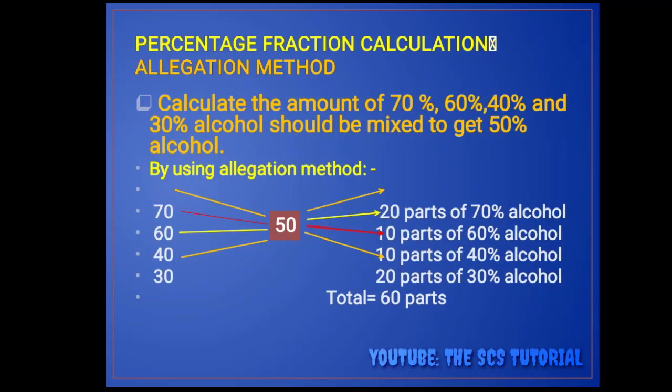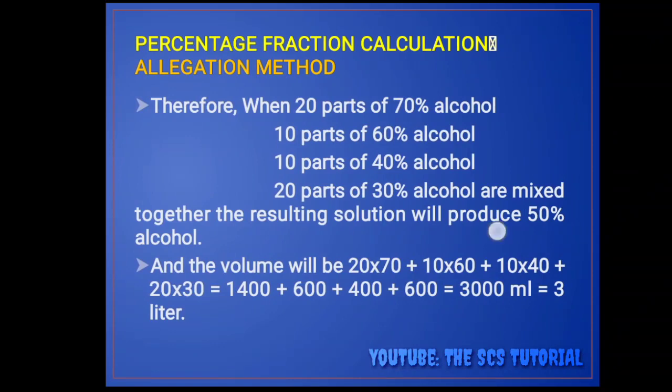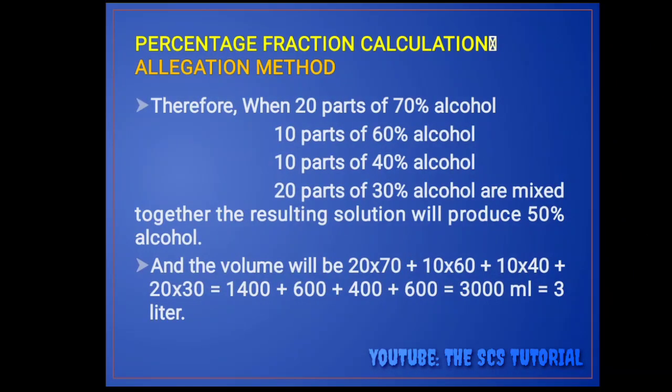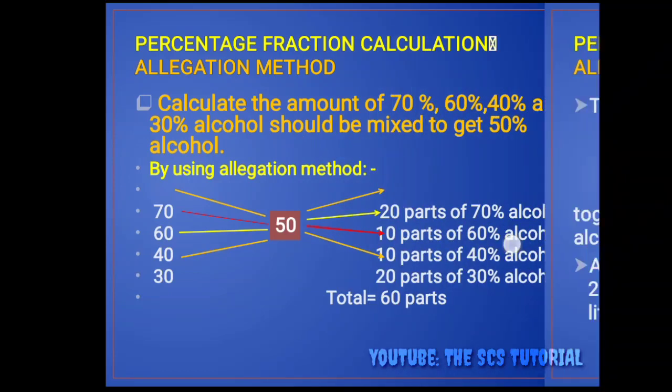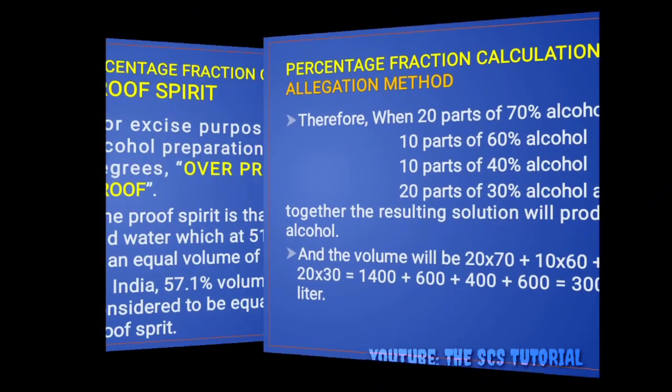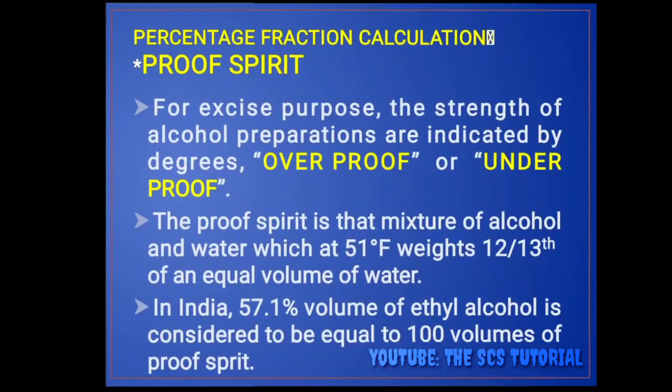That will be, we can see, 20 into 70. Similarly 10 into 60, 10 into 40, and 20 into 30. That will be 1400 plus 600 plus 400 plus 600, that is equal to 3000 ml, that is equal to 3 liters. Hence we can calculate as such.